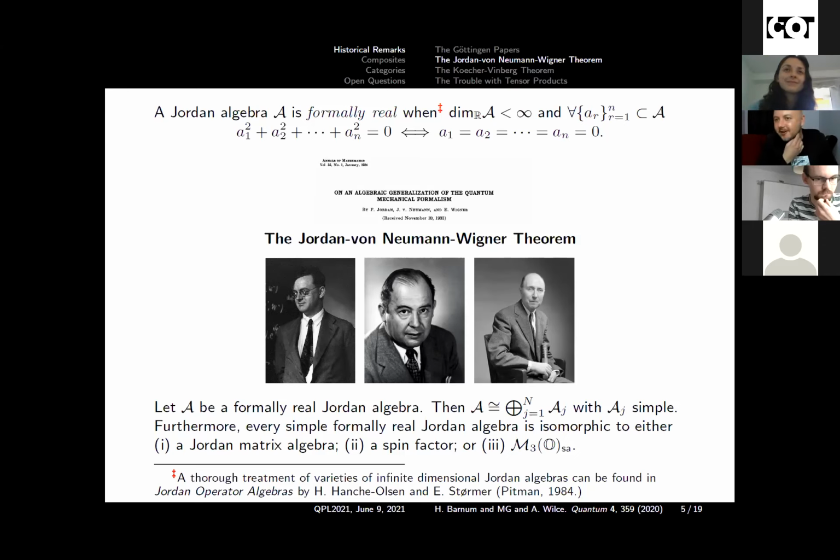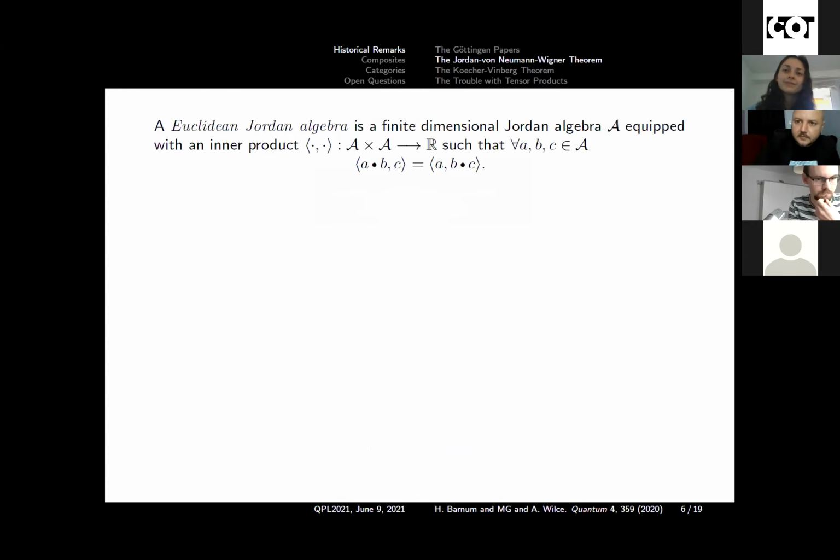Now, the title of my talk is not about formally real Jordan algebras. It's about Euclidean Jordan algebras. But okay, now we have this. I'm going to show you a simple proof of the same thing. A Euclidean Jordan algebra, I'm just going to define it. It's finite dimensional, a Jordan algebra equipped with an inner product enjoying this associativity axiom. If you consider the inner product of A Jordan-product B with C, then that's the same as the inner product of A with B Jordan-product C.